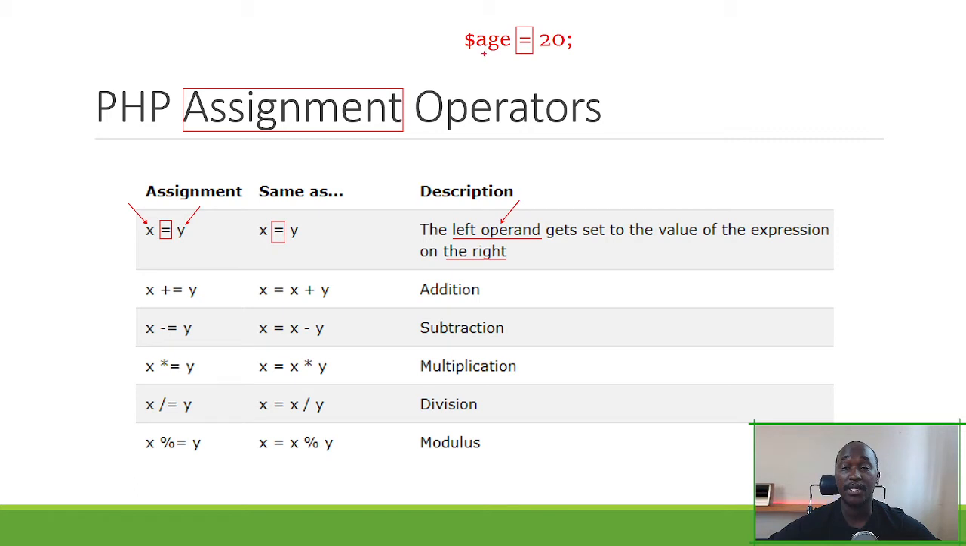Just the same way here, this is our left operand. So it's going to be assigned the value of whatever is on the right, whether it's an expression or just the value itself. Then we have the addition assignment operator, which can be done like this. This is similar to this. When you do x plus equals y, it is the same as writing x equals x plus y.